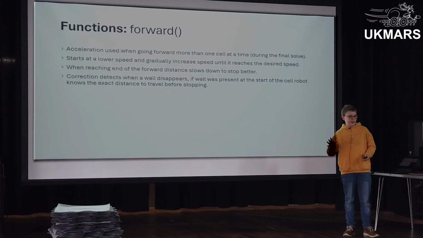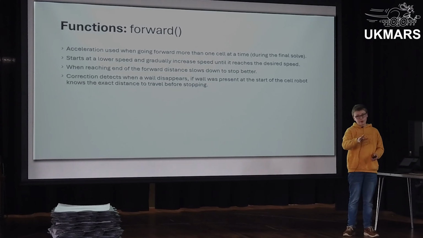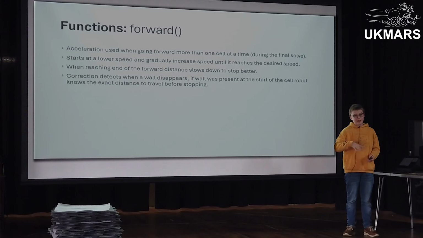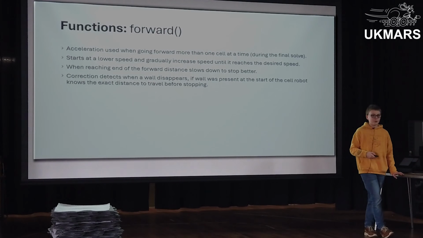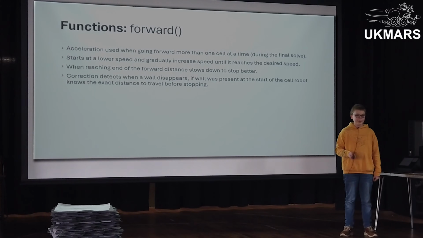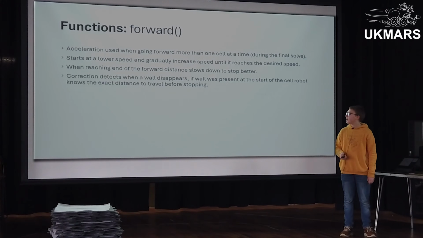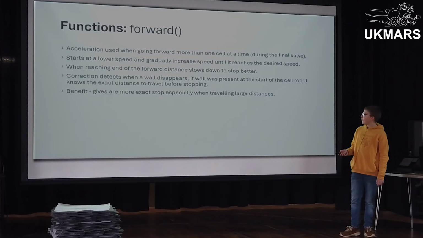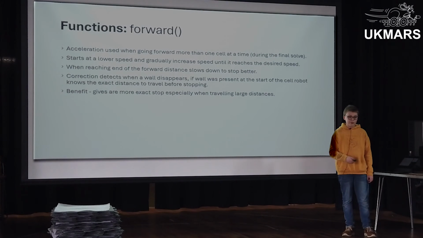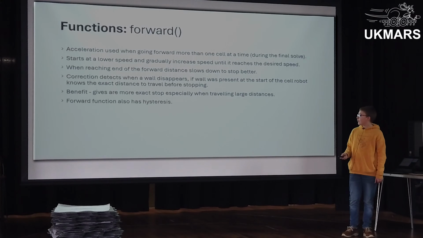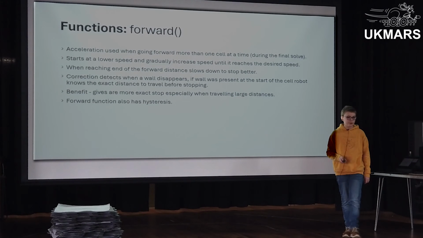And correction works by when a wall disappears, it will know the correct distance, because if the wall was there before starting but then disappears halfway through, it knows where it will be and then the rest of the distance to go. Currently this isn't working because we're having a couple of teething issues, so it won't be enabled on Sunday. The benefit of this is it gives an exact stop when travelling large distances, and it also has hysteresis.